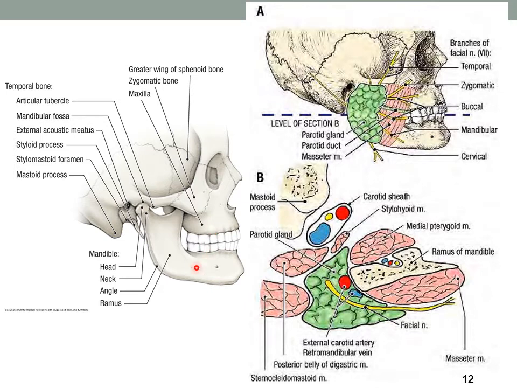With help of the skull and an illustration or two, you should be able to identify and define the boundaries of the parotid bed. The posterior boundary is the mastoid process and the posterior belly of the digastric muscle. The anterior boundary is the medial pterygoid muscle, the ramus of the mandible, and the masseter muscle. The medial boundary is the styloid process and the associated muscles. And the posterior superior boundary will be the floor of the external acoustic meatus.